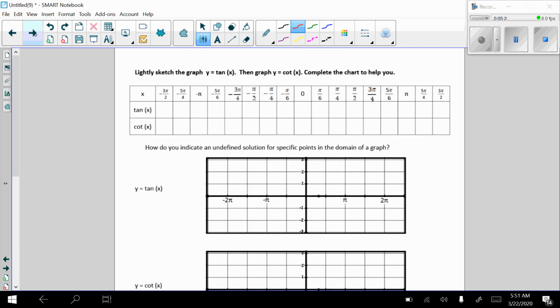So we're going to turn to the next page, and what I'd like you to do is the same thing here. I want you to write the values of tangent, graph tangent right here, and then write the reciprocal values of tangent, so in other words, the cotangent, and go ahead and graph cotangent down here. Stop the video, then check back and see if you get the right values.